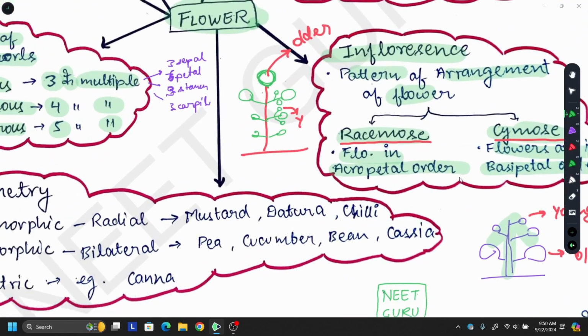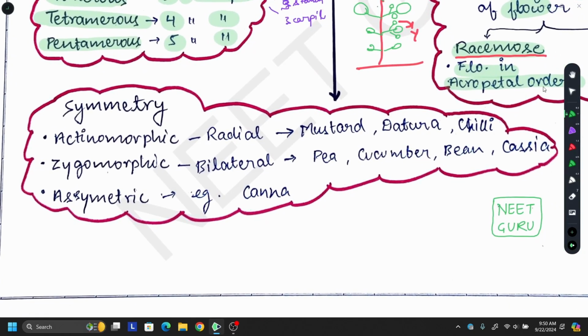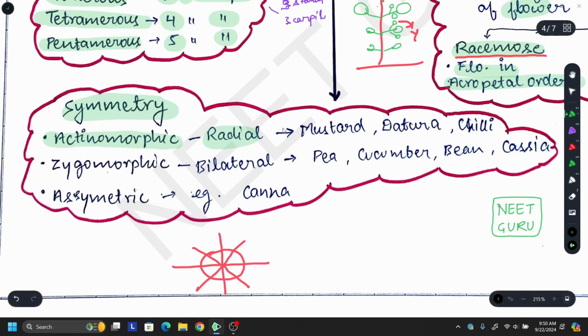Now flowers can be symmetrical or asymmetrical. There are 3 types of flowers based on symmetry. Actinomorphic flowers are radially symmetrical, which means something like this. Let's say this is a flower, and we can divide this flower into 2 equal halves in multiple planes. This is what we call radial symmetry. Mustard, datura, and chili are actinomorphic flowers.